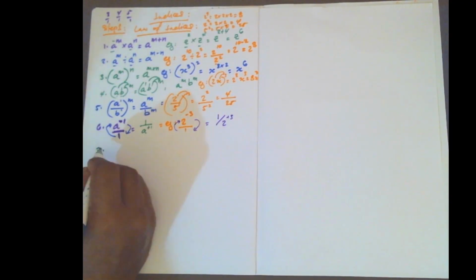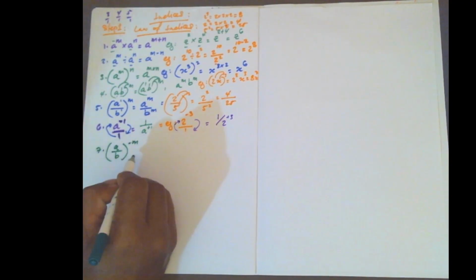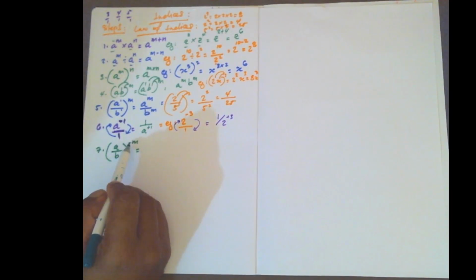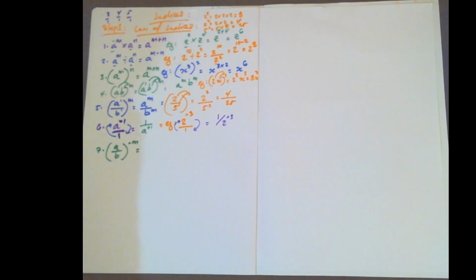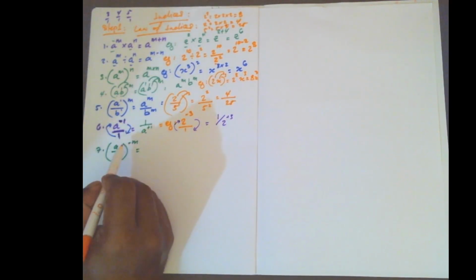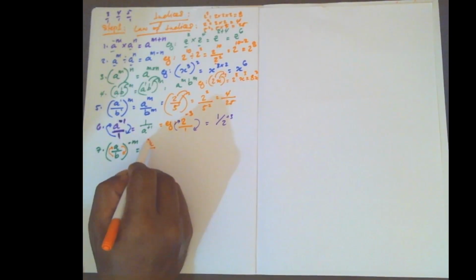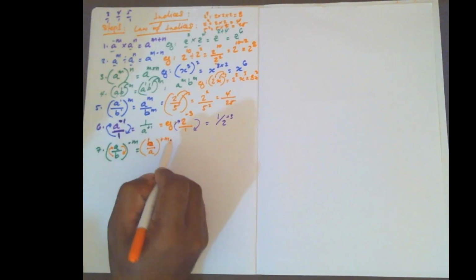The seventh law says that a over b raised to the power of negative m. Now I want to make this power positive. How can I do that? According to the law, in order for you to make this power positive, same process, I'll reciprocal this. So this is equal to b over a to the power of, now it's positive m.